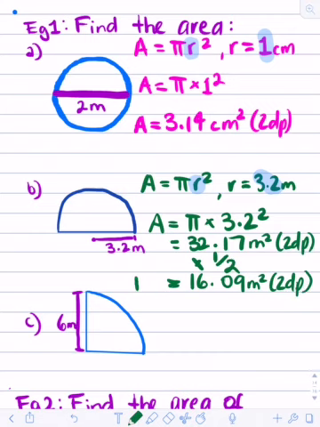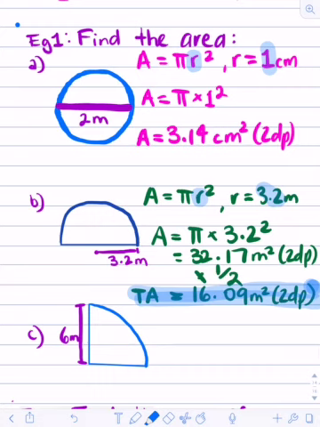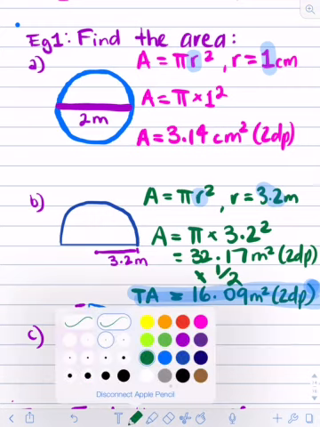So this is our total area. Our total area is 16.09 meters squared. Very important that you round off, you write your units squared, and you always calculate the total area that's required. So let's do the third question here.